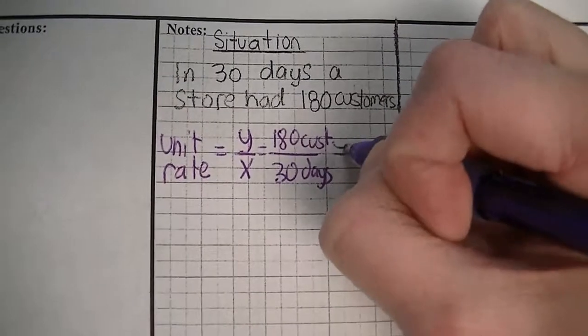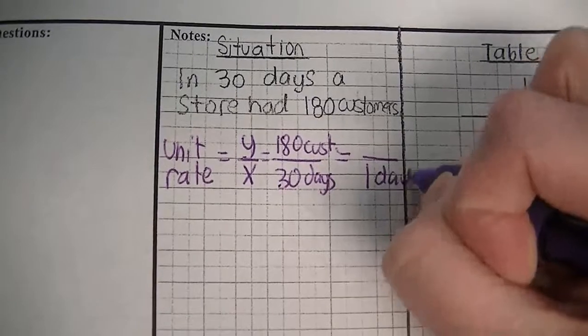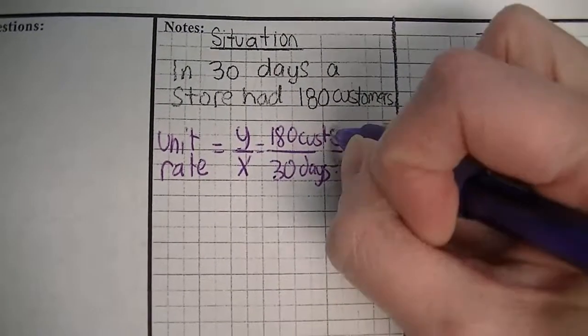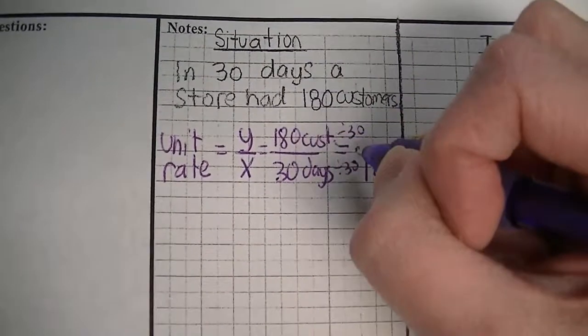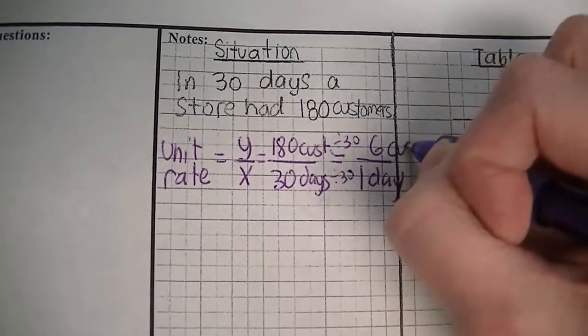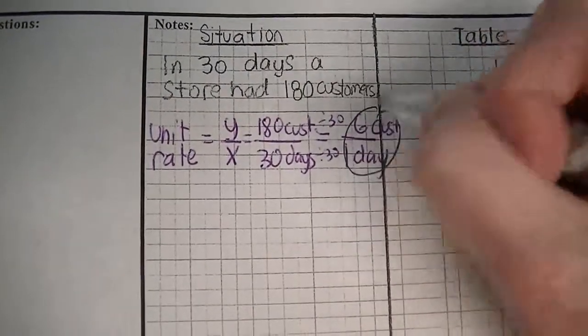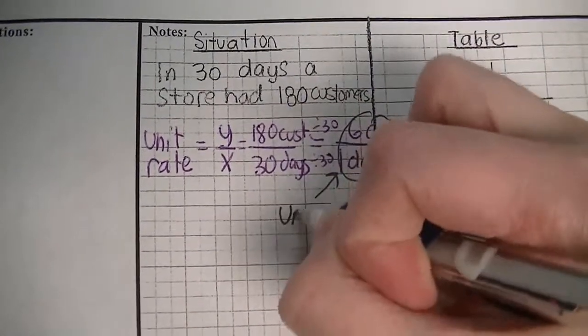So let's go ahead and find the unit rate. I want to know how many customers there were in one day. To do that, I have to divide by 30, divide by 30. 180 divided by 30 is 6. So there's 6 customers a day. So that right there is the unit rate.